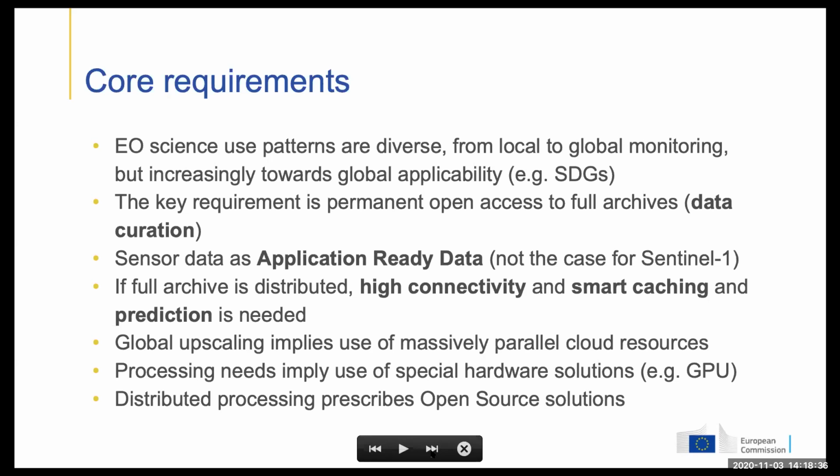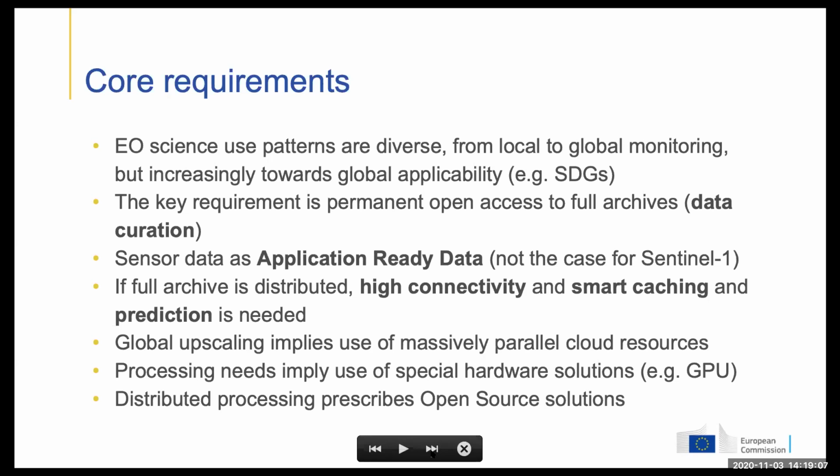Implicitly, of course, with all this data, you need to be able to scale your computing with massively parallel cloud resources. You need to start integrating specialized hardware solutions. GPUs have already been mentioned in all the previous presentations. We think that GPUs are still very limited in their use currently in our domain, in this Earth observation domain. There is actually huge potential in that.